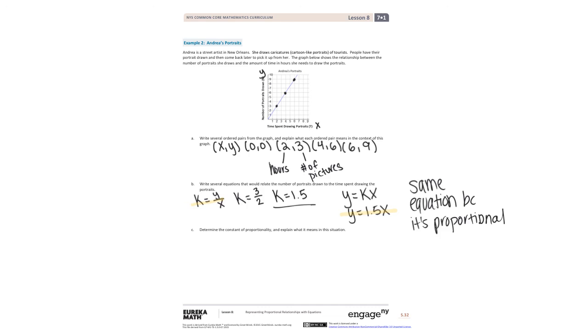C. Determine the constant of proportionality and explain what it means in this situation. So we already know that our constant is equal to 1.5. So what does this mean about our problem? Well, we already know that k equals y over x, and our portraits are our y. So k equals our portraits over our x, which is the hours. So our constant in this case represents how many portraits can be drawn per hour.